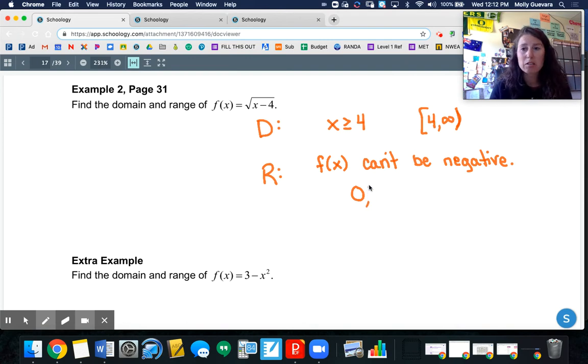Can I take the square root of 1,000,000? Can I take the square root of 1,000,000,000? Yeah, right? It just keeps going. So the biggest number I can get out is infinity, but the smallest number I can get out is 0. And again, I could write it like that, or I could write y is greater than or equal to 0. And make sure you use y because it's range.